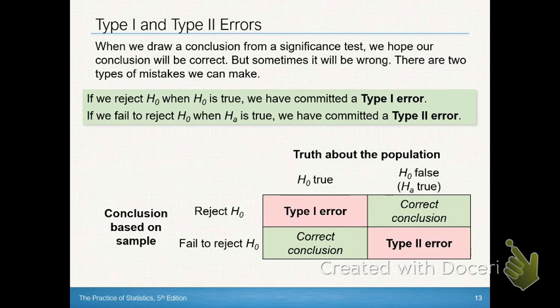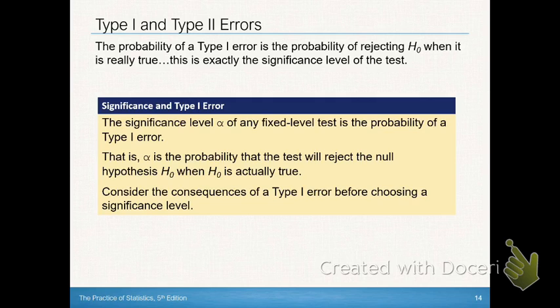Now, a type 1 error happens about alpha percent of the time. So if your alpha level is 5%, then 5% of the time you're going to make a type 1 error, where you reject the null when the null was actually true.